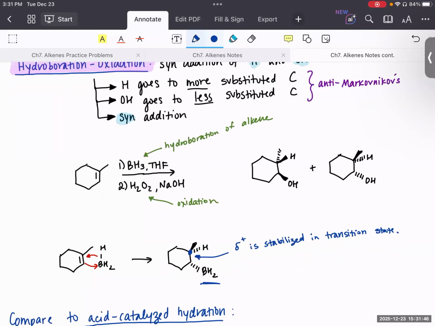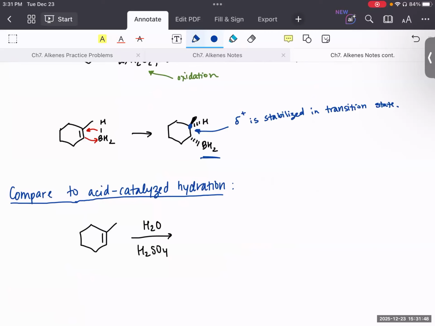All right, so one other comparison that I want to talk about is for the acid catalyzed hydration that we talked about a few chapters ago. So in this one, we know that we would also get an OH and an H added, but that the OH will go to the more substituted position. So we were following Markovnikov's product placement for this one.